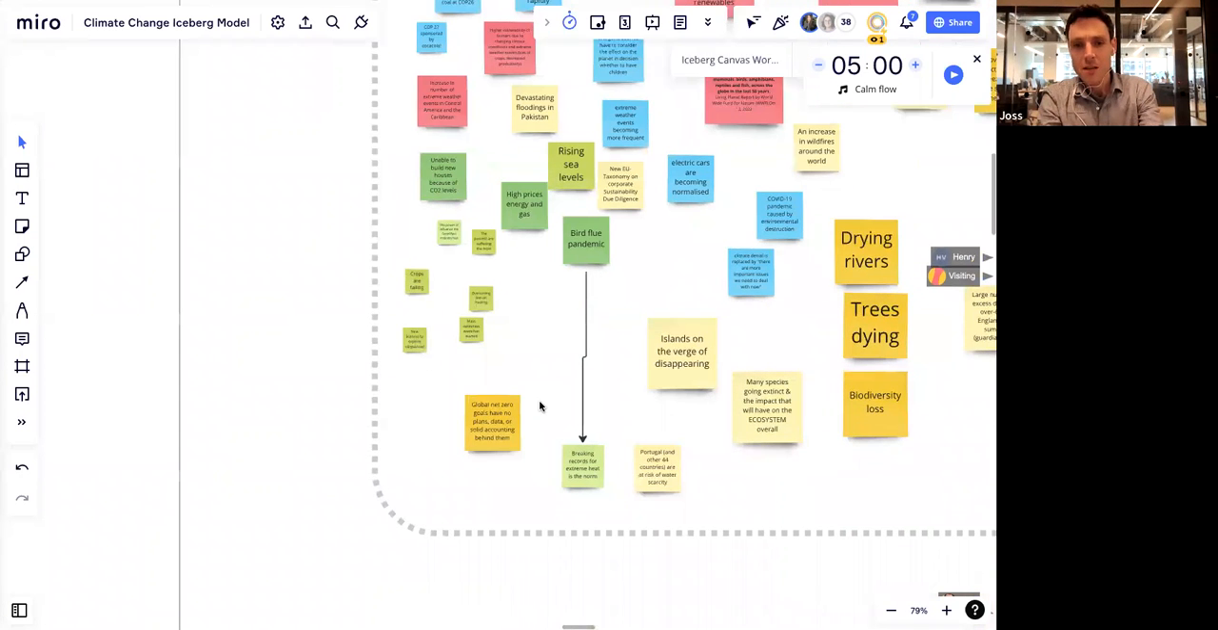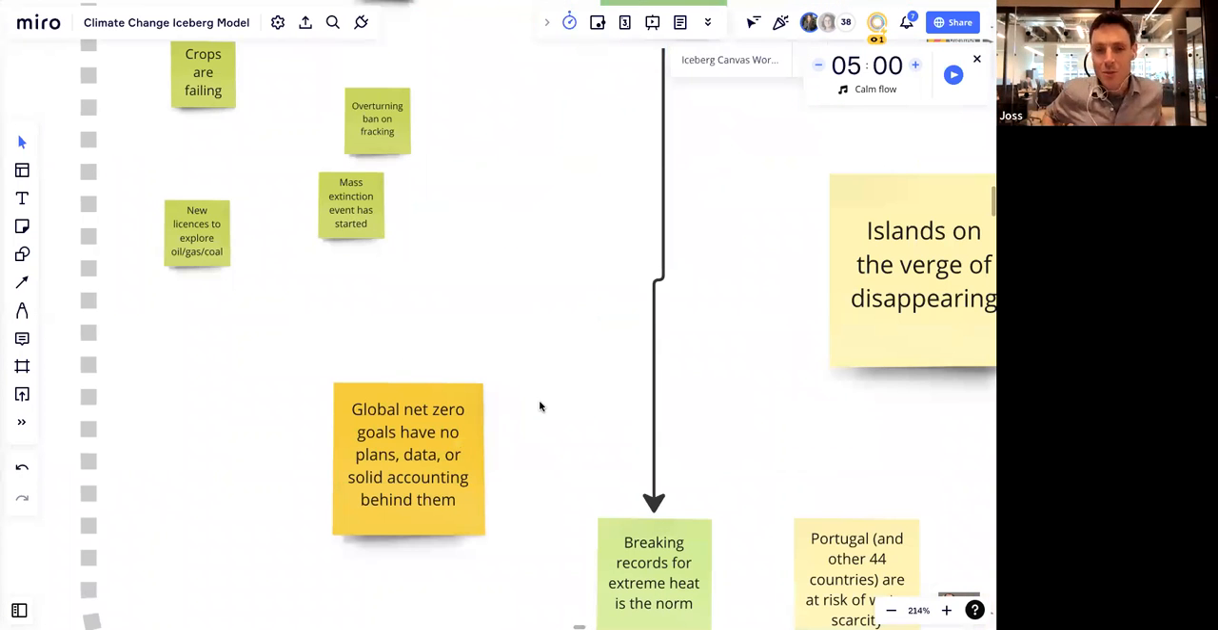It's interesting to think about this as maybe we're standing in the future somewhere and we're looking back, reading the news from 10 years ago, and this is what we're seeing the state of the world was like. This is what we see in the newspaper about what Earth and its challenge of climate change was looking like. Global net zero goals have no plan, data or solid accounting behind them.